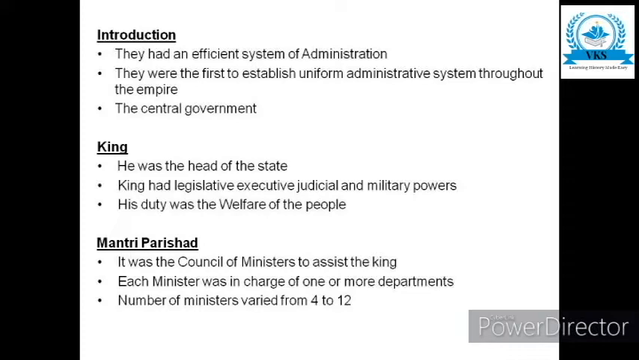So basically we start with an introduction, then the main subheading is the central government. Under central government, the first point is about the king. He was the head of the state. He had legislative, executive, judicial and military power. His duty was the welfare of the people. Next is Mantri Parishad. It was the council of ministers to assist the king. Each minister was in charge of one or more departments, and the number of ministers varied from 4 to 12.